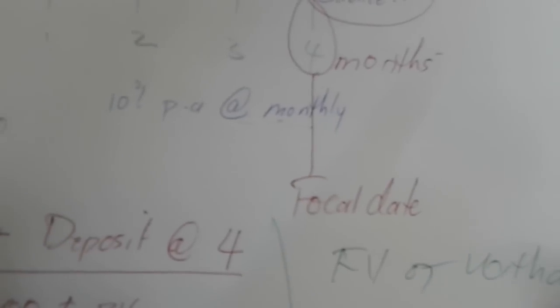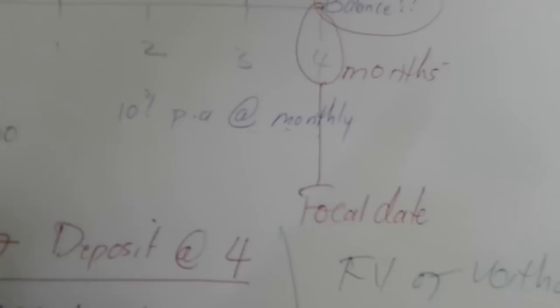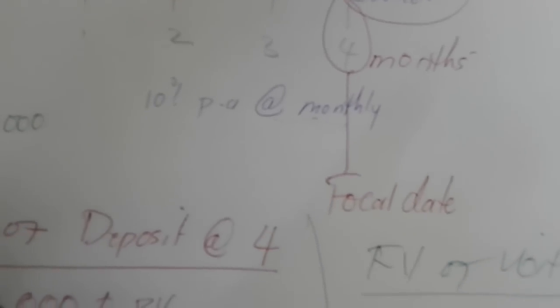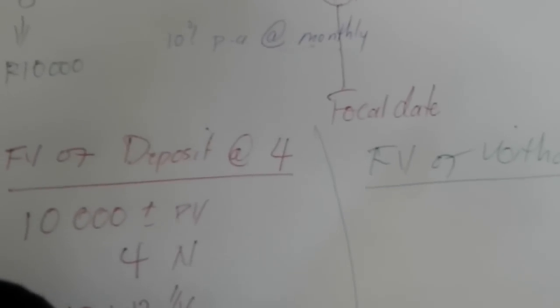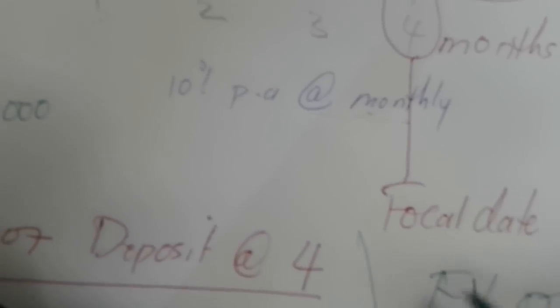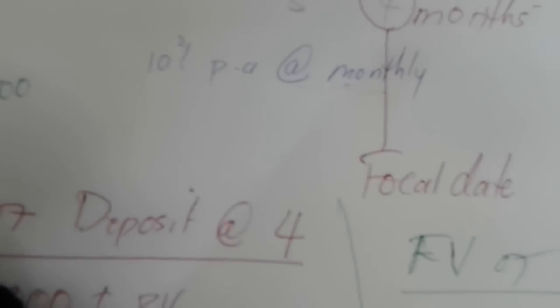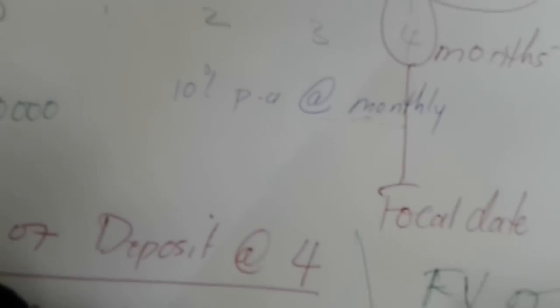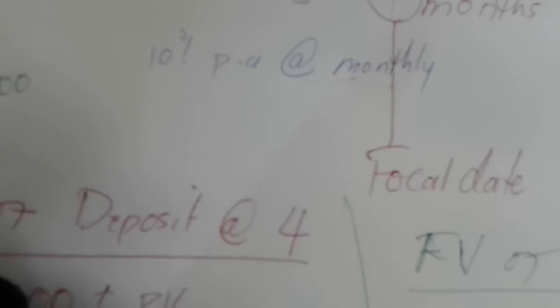There it is. Now the second step is to calculate the future value of withdrawals. Future value of withdrawals at the end of month 4.